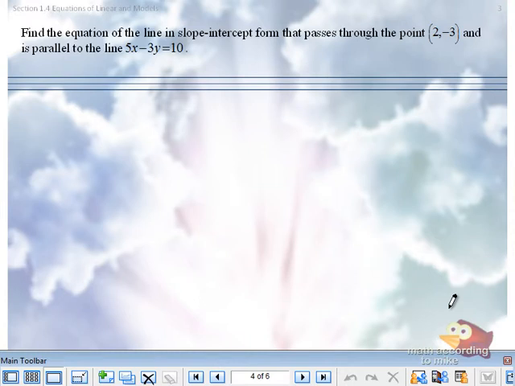Find the equation of the line in slope-intercept form. That's fancy talk for solve for y when you're all done. That goes to the point (2, -3) and is parallel to 5x - 3y = 10.